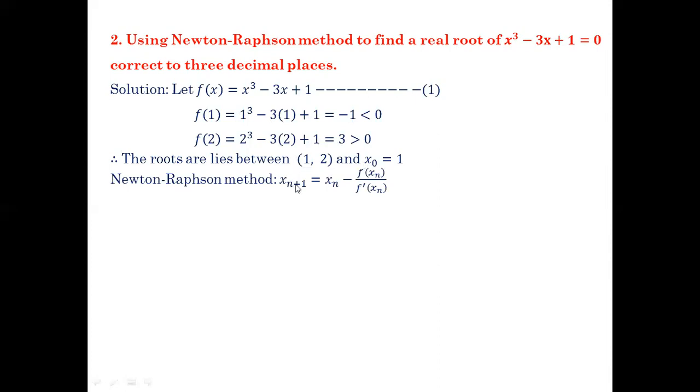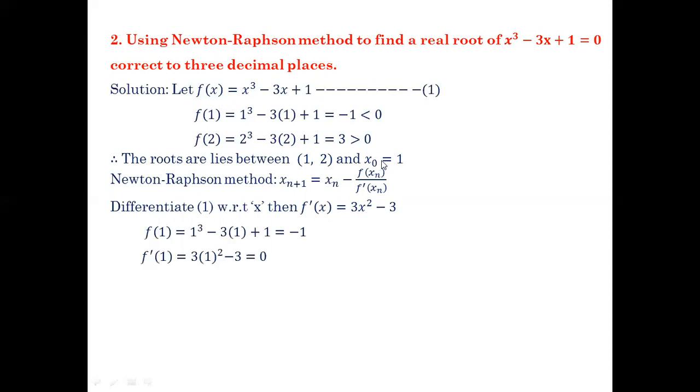Newton-Raphson method formula is x(n+1) is equal to xn minus f of xn by f dash of xn. So now differentiate equation 1 with respect to x. F dash of x is 3x square minus 3 plus 0. Therefore, f dash of x equals 3x square minus 3. Taking x naught as 1, f of 1 is 1 cube minus 3 into 1 plus 1, which is minus 1. F dash of 1 is equal to 3 into 1 square minus 3, which is equal to 0. That is the denominator, which must be not equal to 0. Therefore, Newton's method cannot be applied by taking x naught equal to 1.